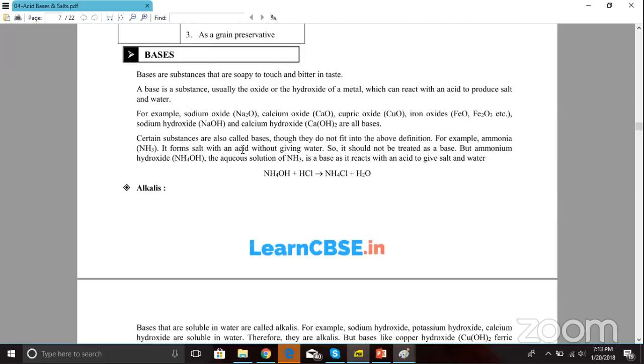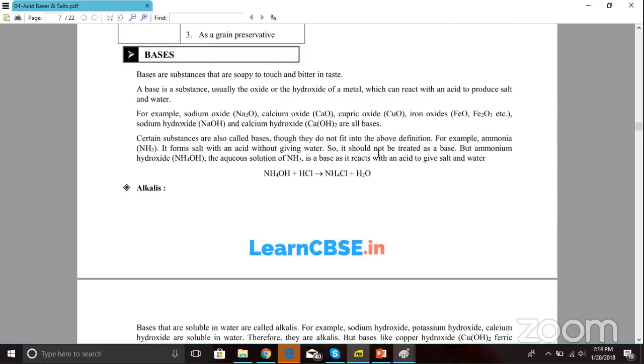One very good example is ammonia. It is a weak base. It does not contain any OH minus ions, and it also does not contain any metal. It is made up of only the non-metals nitrogen and hydrogen, NH3. But it forms a salt with acid without giving water.